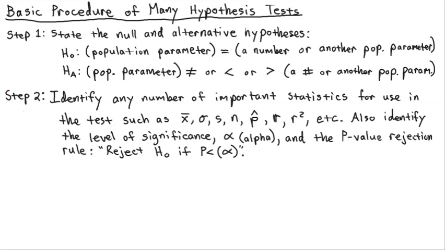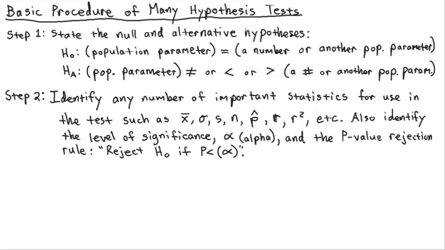Oftentimes, in fact almost always, there are some important statistics that are sort of plugins for other formulas, and typically you might have a step where you identify any number of important statistics like the sample size, like the sample mean, the standard deviation of the population, or maybe the sample standard deviation, maybe a sample proportion, maybe a correlation coefficient, or the coefficient of determination.